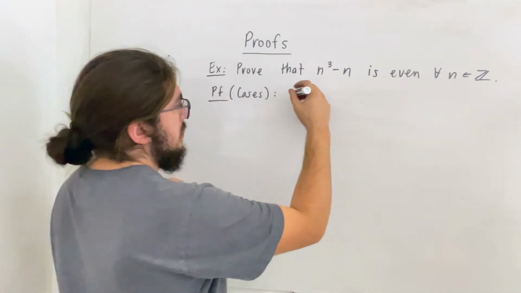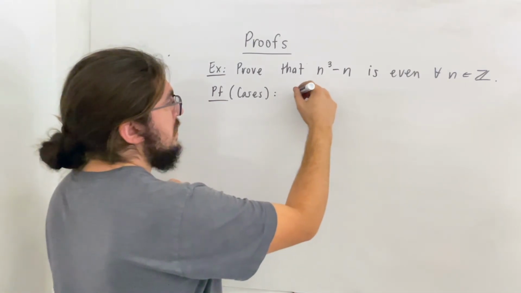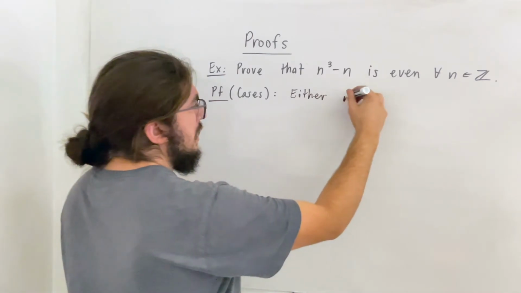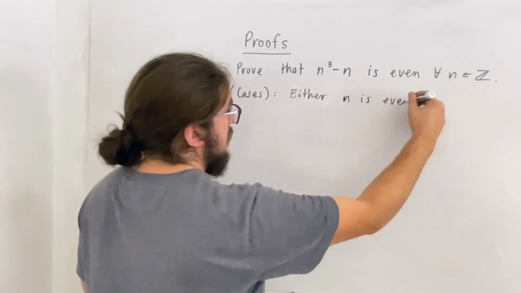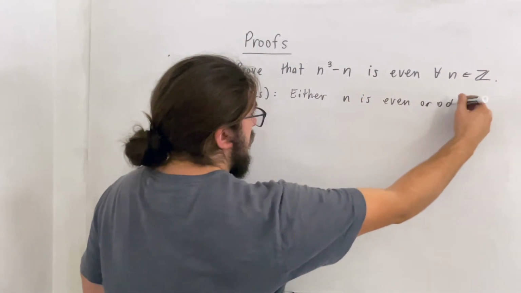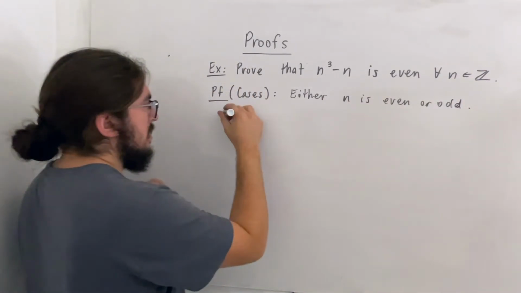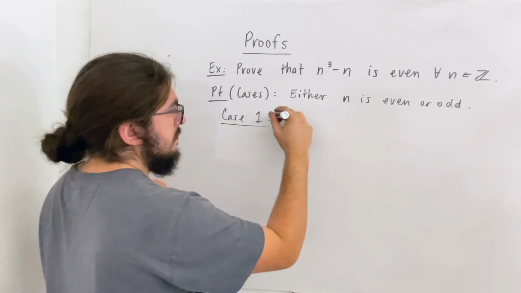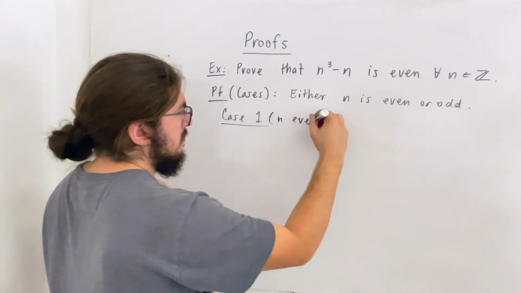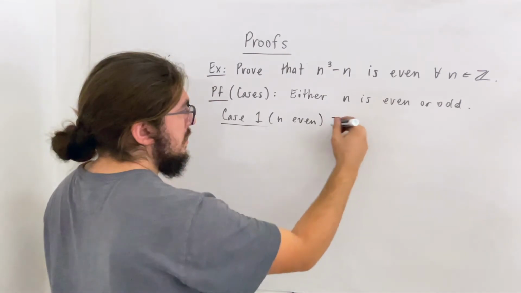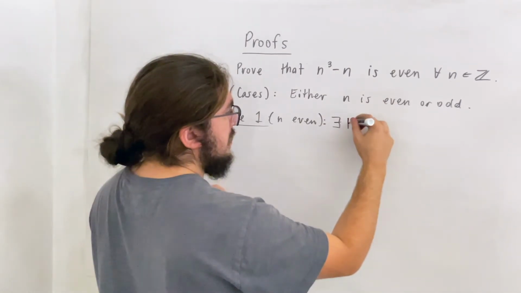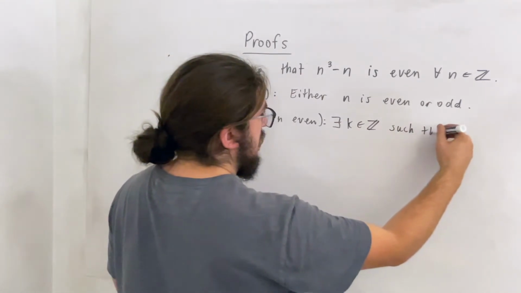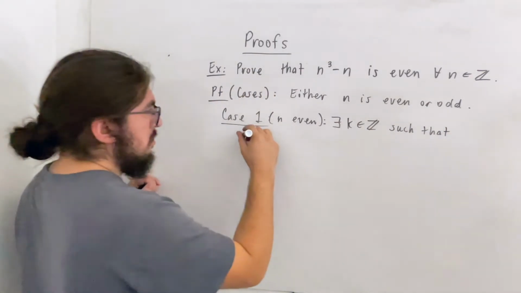So there's 2 cases. Let me just say either n is even or odd. So we have the 2 cases. Case 1, n is even. So we can say there exists an integer k such that n is equal to 2k.